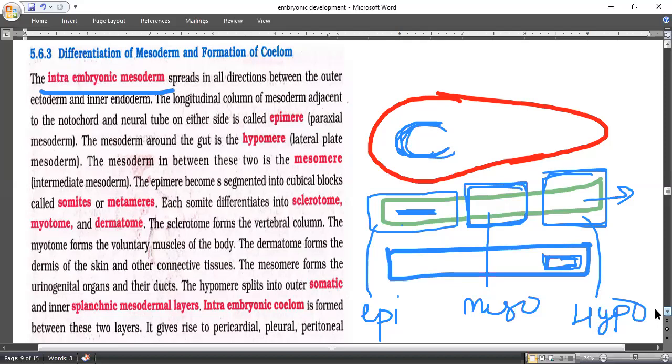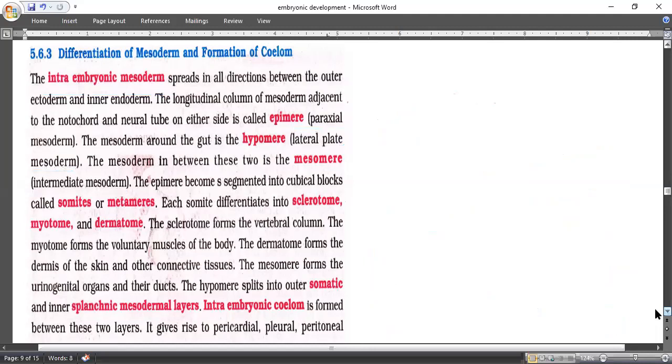Next, they have some names also. Epimere is also called paraxial mesoderm. Then hypomere is called lateral plate mesoderm, and mesomere is called intermediate mesoderm. So this paragraph is fully explaining only the mesoderm. You remember this is ectoderm and this is endoderm. So now we are talking here only about mesoderm, so let me focus on mesoderm, only drawing mesoderm.